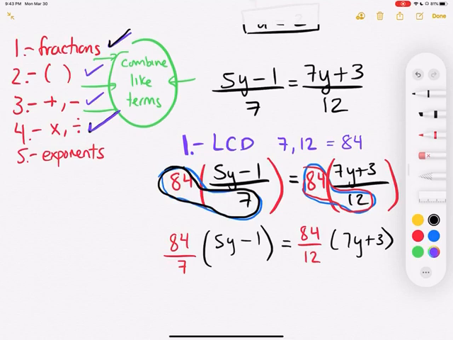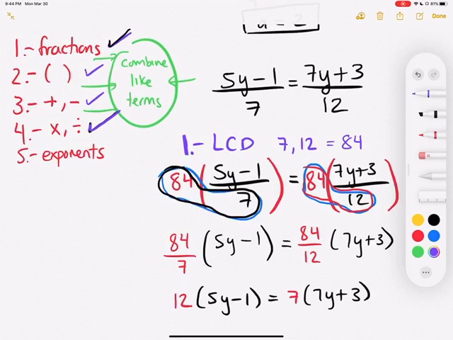So 84 divided by 7, the first fraction, that's going to be 12. And everything inside the parentheses remains. On the right side, 84 divided by 12, that's 7. And everything inside the parentheses remains. Can you see we get rid of the fractions? That was the first step. We don't have any more fractions in this equation.